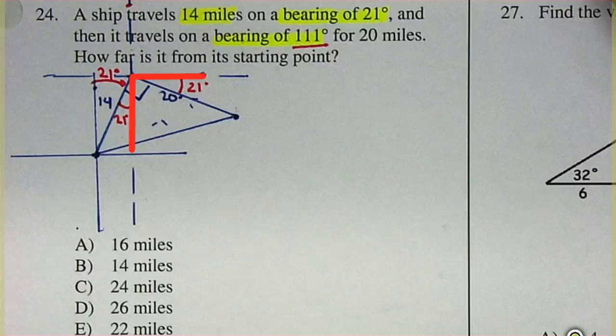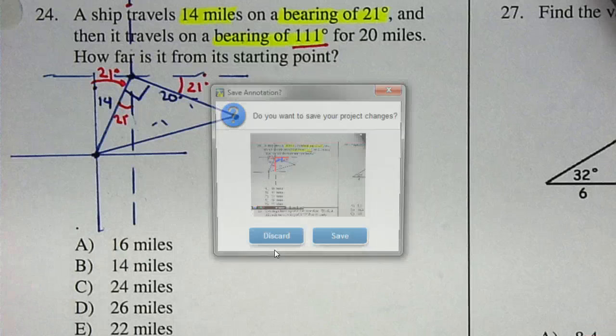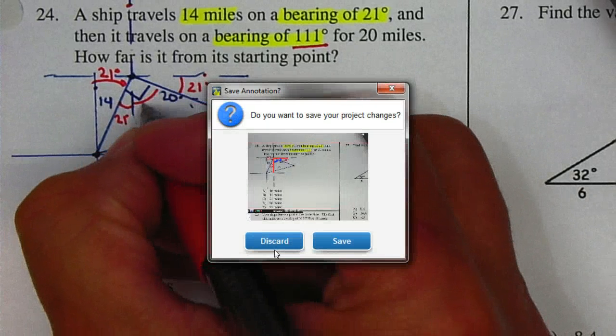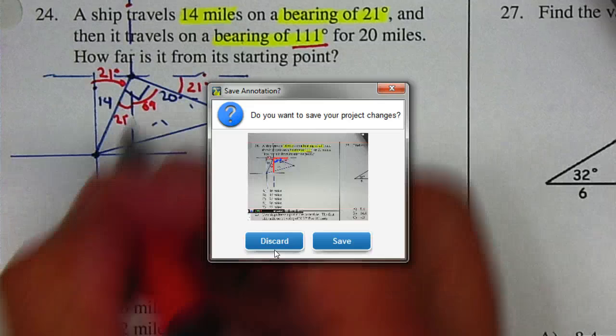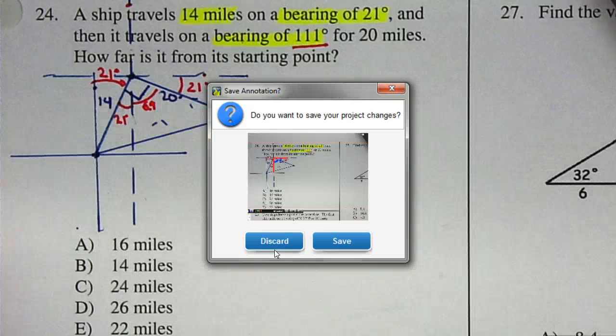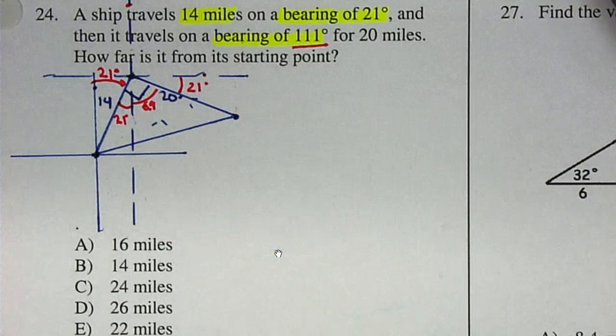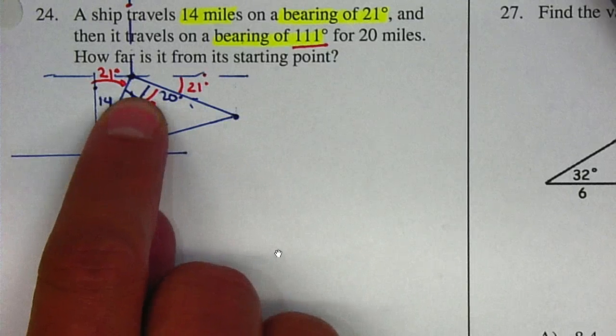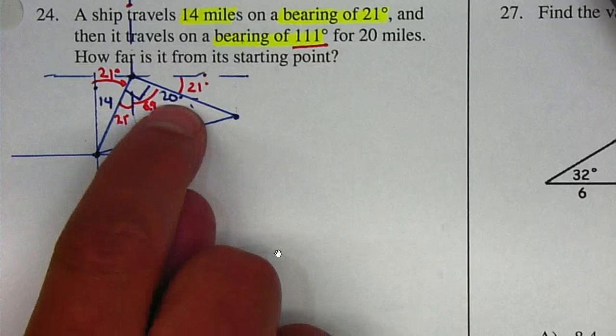And therefore, if this angle here is 21, what will this angle be in order for it to be 90? So that angle will be 69. 69 plus 21 gives me 90. And therefore the 21 plus the 69 makes a 90-degree angle. So that's our 90-degree angle. And we determine that this side is 14 and this is 20.